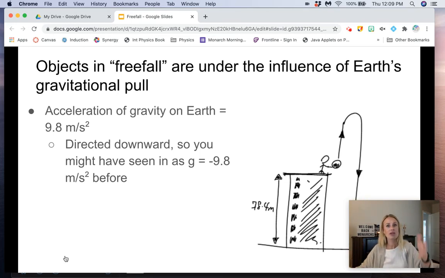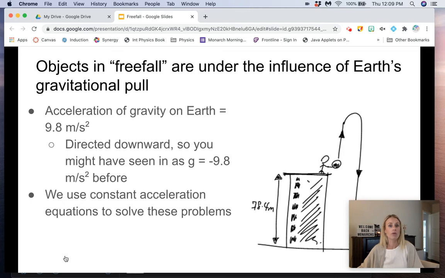Of course, you can call any direction negative or positive in physics. So I could say that downward is positive, and then in those problems you would plug in a positive 9.8 meters per second squared. As long as you keep your signs consistent, you're totally fine.